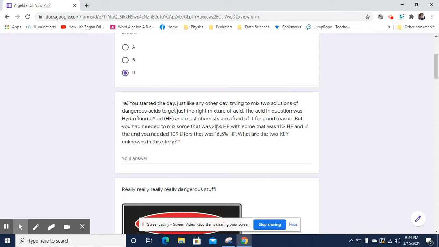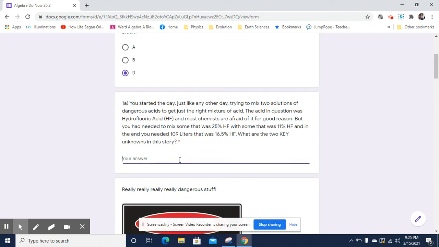You wanted to mix some that was 25% hydrofluoric acid with some amount of 11% hydrofluoric acid. And in the end, you wanted 109 liters that was 16.5% hydrofluoric acid. So you got this 25% solution and 11% solution. You need to mix them together in some amounts so that you get 109 liters that is 16.5%.